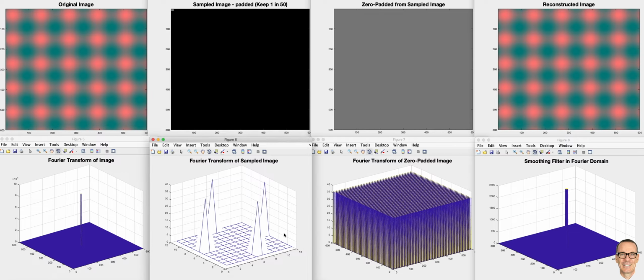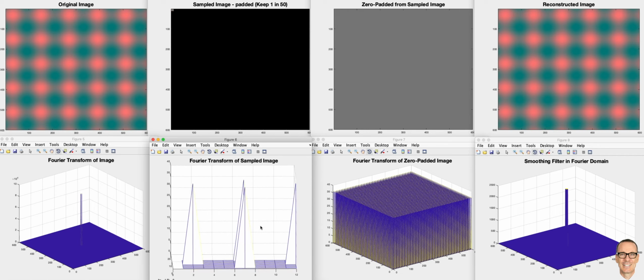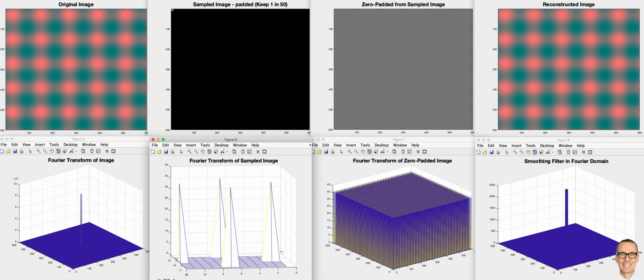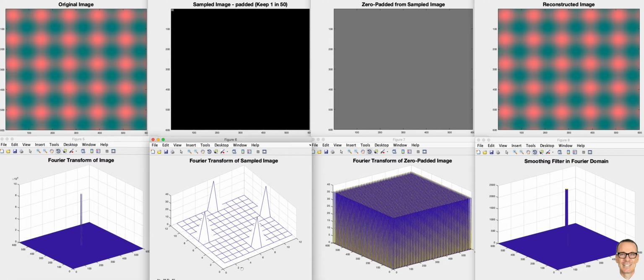And again, we can see that we're starting to get to the limit here, because in here you can see these delta functions are 10 apart. So from 2 up to 12, they're 10 apart in each direction. And now we're seeing our Fourier transform of our sampled image.